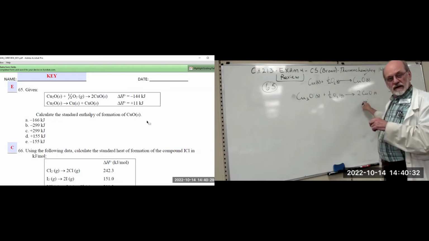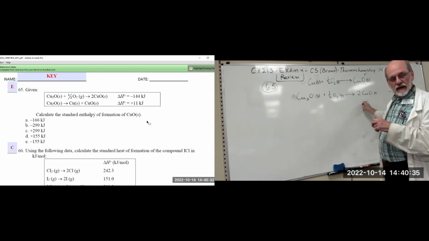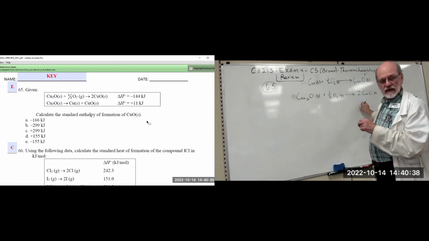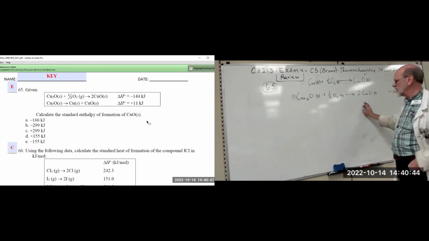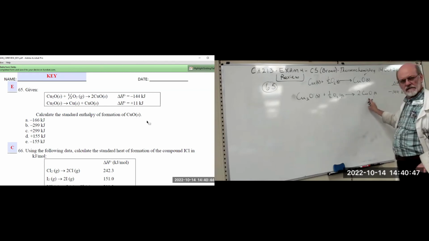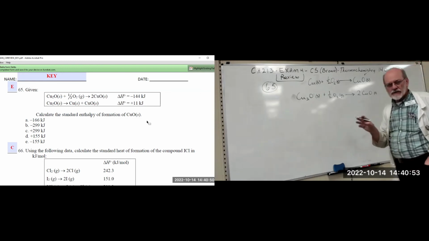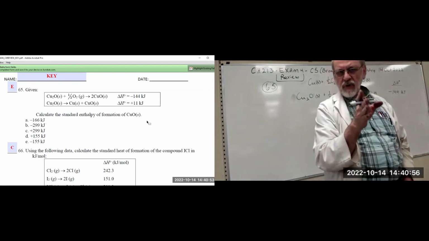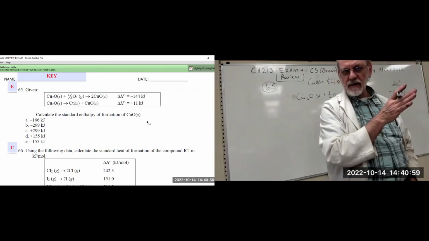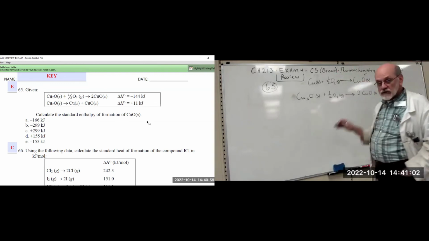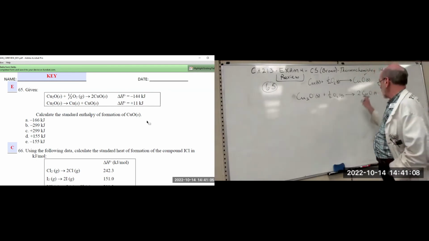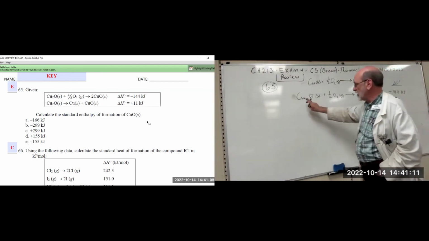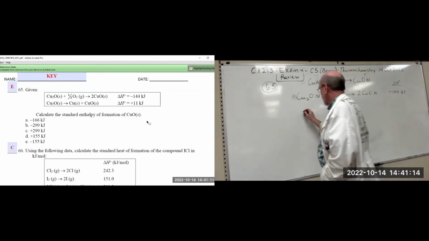But it needs to be, well, let's look at this. Notice that those two equations both have copper 1 oxide on the left. But the target equation has no place for copper 1 oxide. We got to get rid of that copper 1 oxide. So instead of focusing on this one, let's focus on that one. This is the other equation.